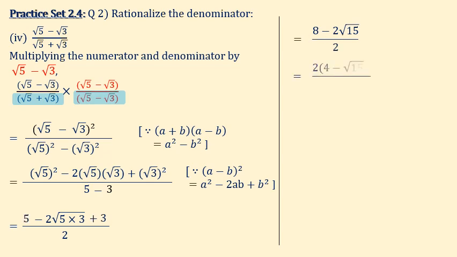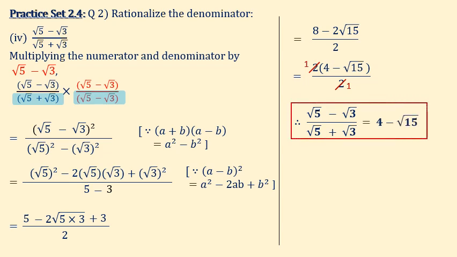Now 8 and 2 have a common factor, so we take the common factor 2 outside the bracket. So inside the bracket we have 4 minus root 15. On simplifying, we get 4 minus root 15 as the answer. Note that the denominator 1 is a rational number.